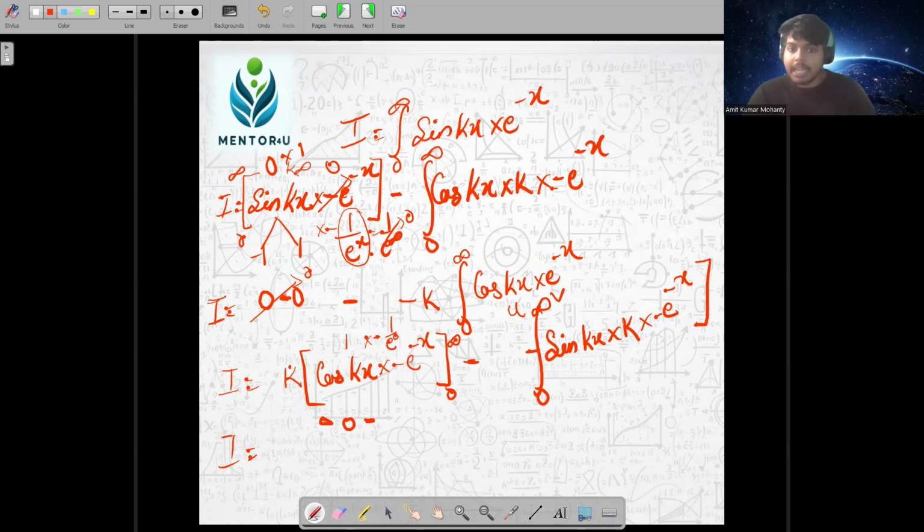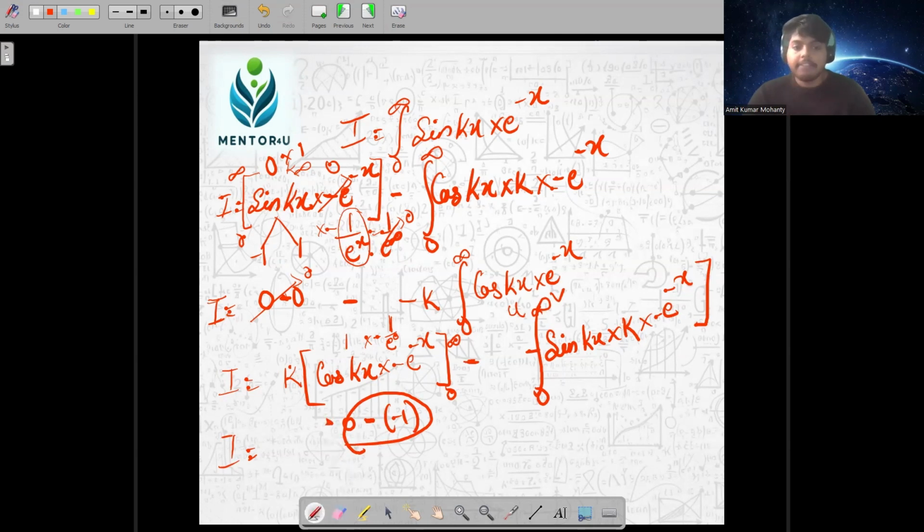Yes, 1 into minus 1 by e to the power 0. I'm writing 1 minus e to the power minus x as 1 into 1 by minus e to the power 0. Clear? So e to the power 0 means 1. So 1 multiplied by minus 1. So the output will be minus 1. So 0 minus of minus 1. Clear?